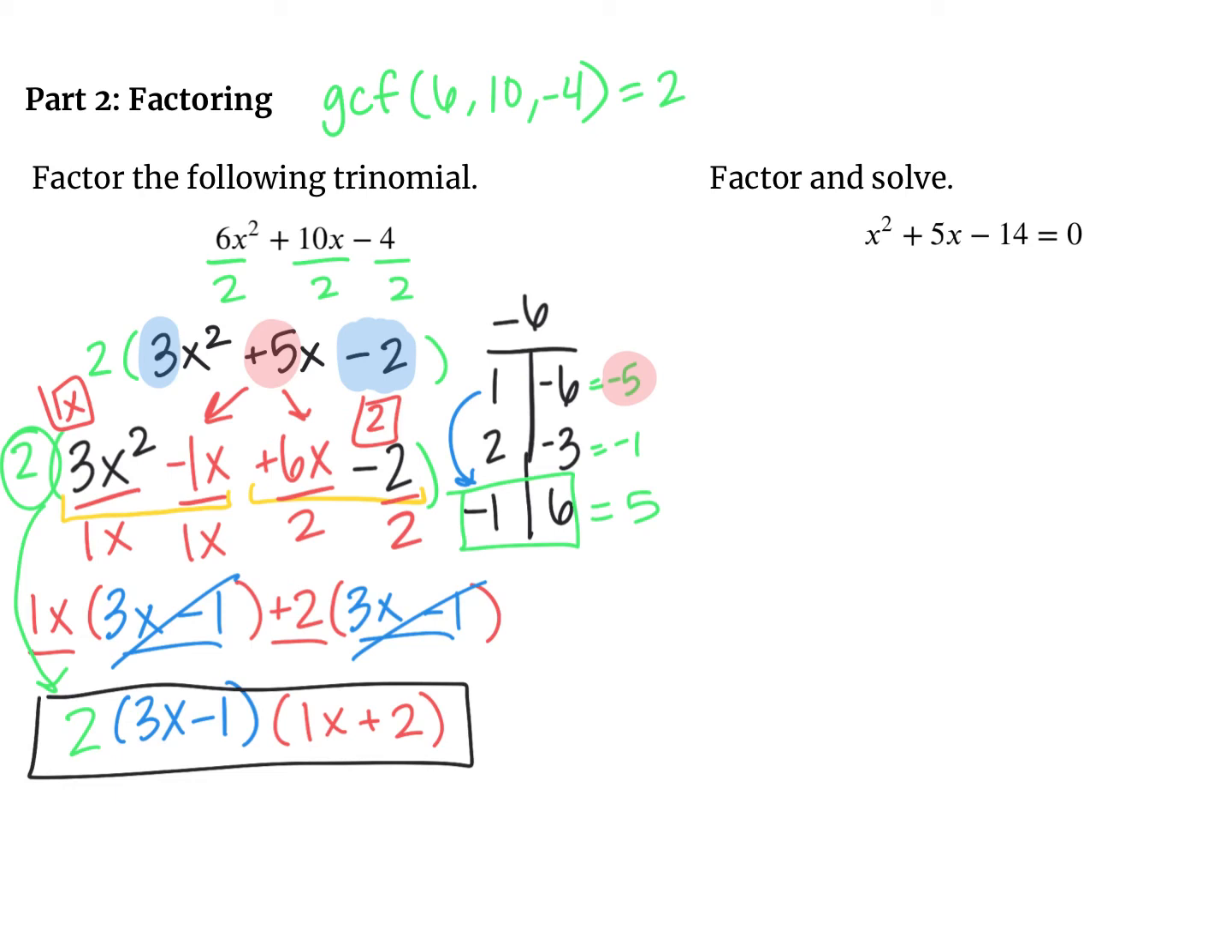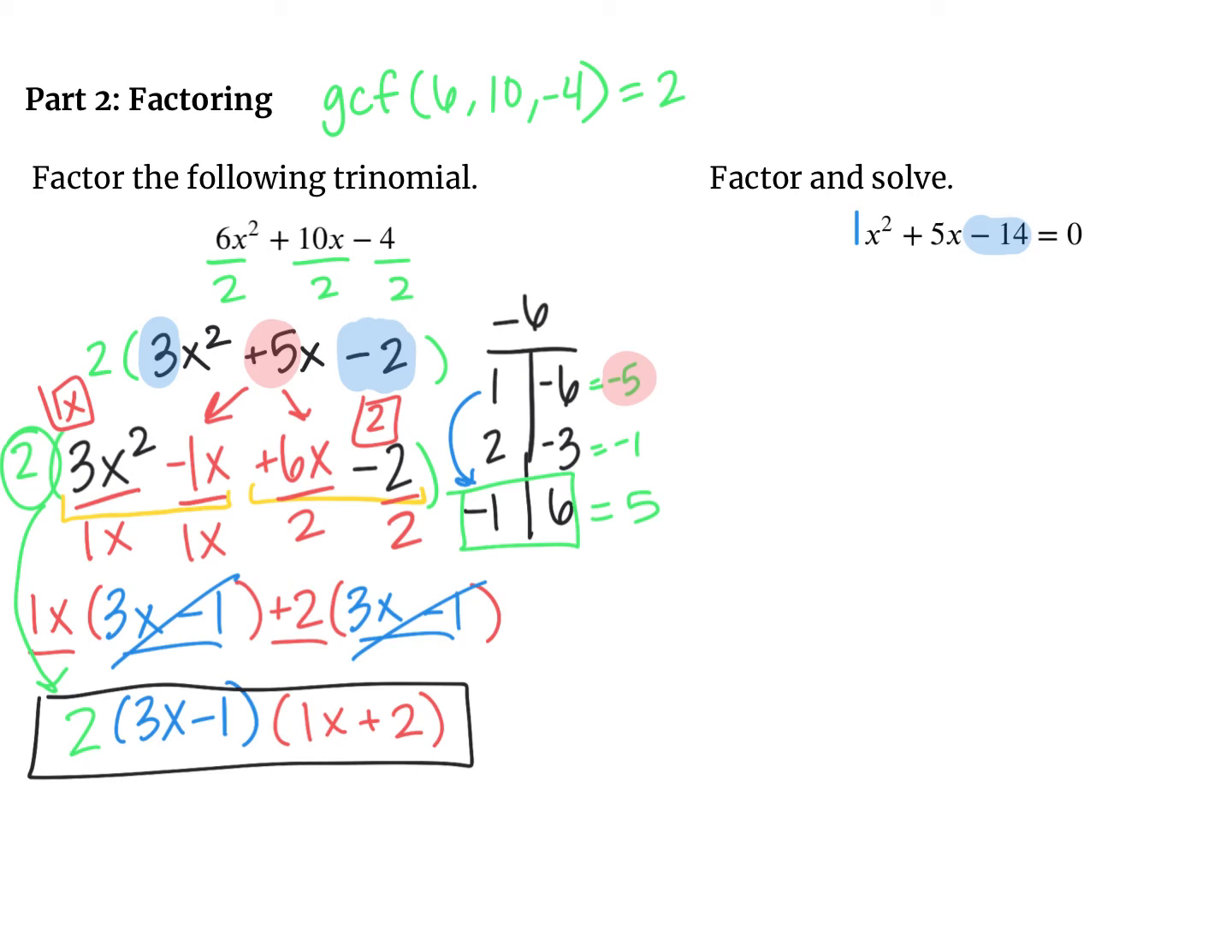Now on this next problem, we're going to factor and solve x squared plus 5x minus 14 equals 0. So first we look for a GCF. And since we can't take anything out of this equation here besides 1, we're going to skip that step and then go on to finding our a value and c value. So the a value is going to be a 1, and then the c value is a negative 14.